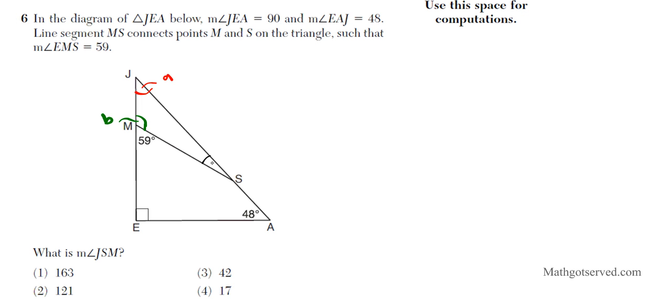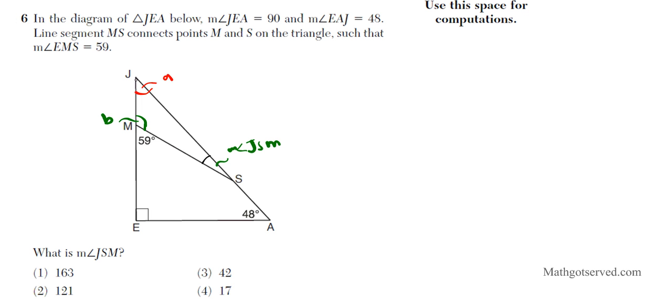And then I'll use the triangle angle sum theorem to find this angle right here, angle JSM, using the triangle angle sum postulate, which states that the sum of angles in a triangle is 180. Okay? All right, so let's go ahead and do it. So let's find angle A first.